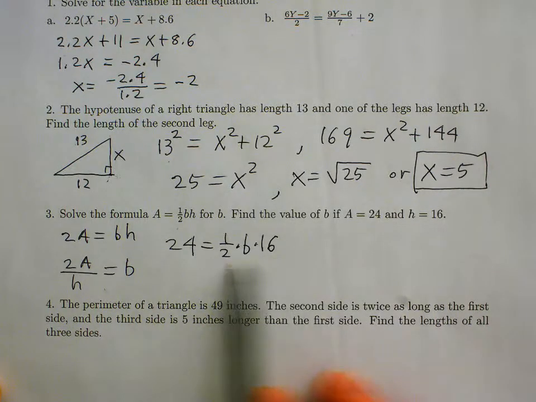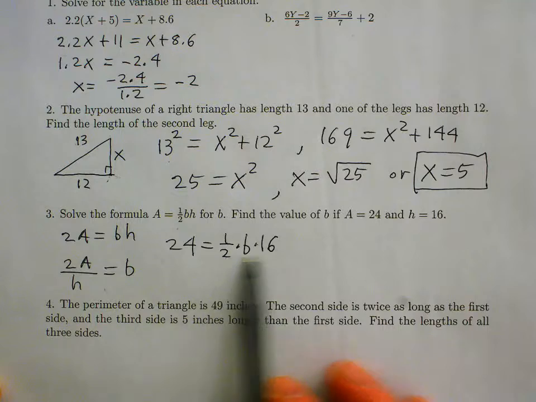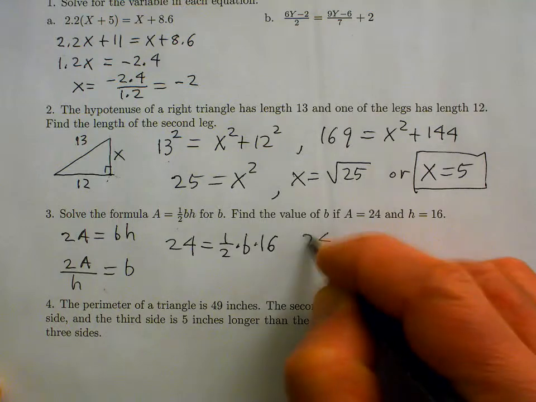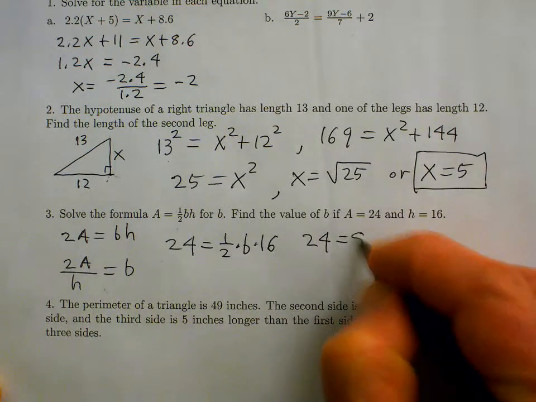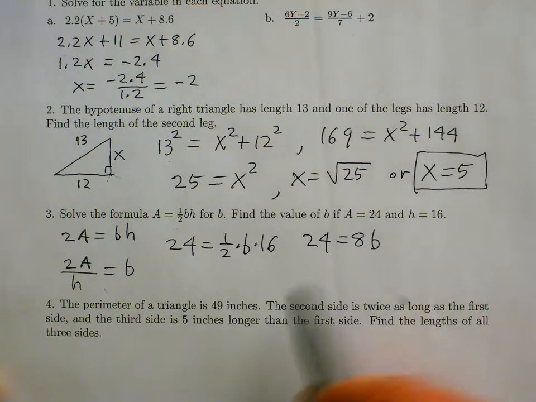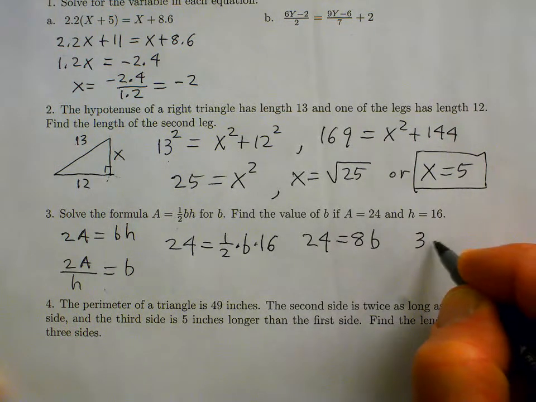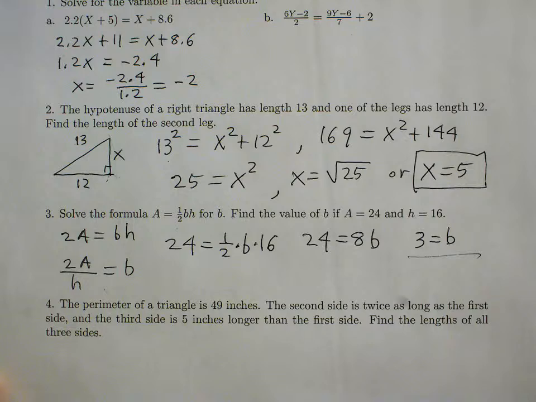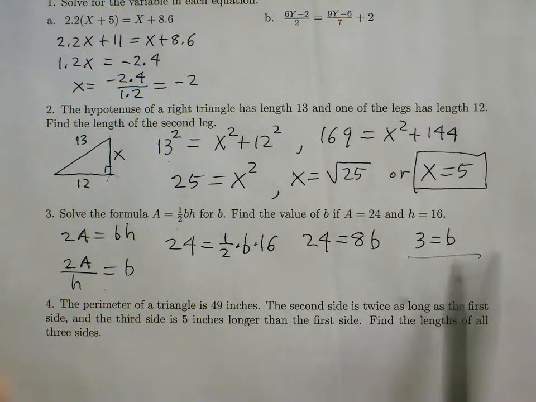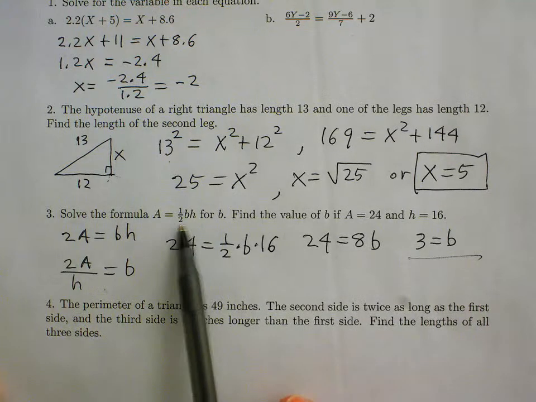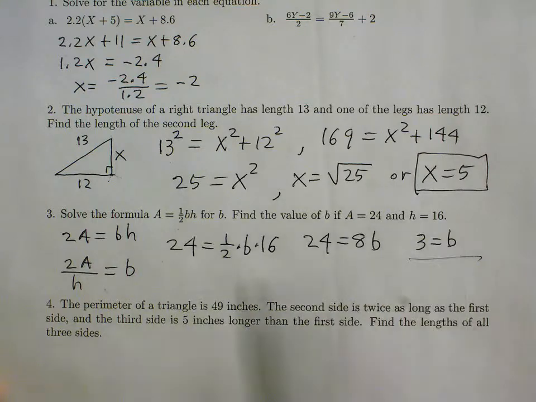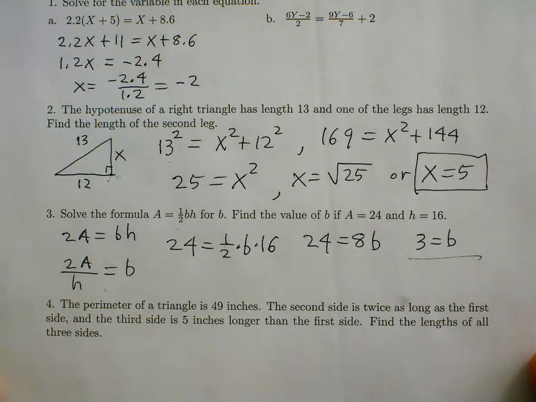We can do the arithmetic on the right-hand side. If we rearrange the factors, we can multiply 1/2 times 16. And we get 24 equals 8 times B. And then divide both sides by 8. 24 divided by 8 is 3. 8B divided by 8 is B. So our solution is B equals 3. Hey, you can always check and just make sure that B equals 3 is the solution. If you replace B with 3, replace A with 24, and replace H with 16, the resulting equation will be true if you have the correct answer for B.